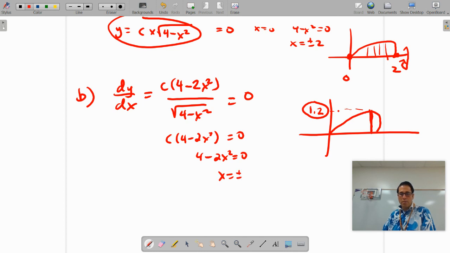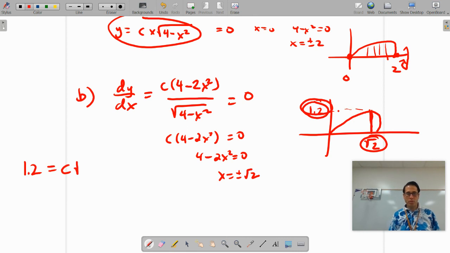x equals plus or minus the square root of 2. So that means this x value is the square root of 2. Okay. All right. And I have to find c. Okay, so I use the derivative. I haven't used this original. Oh, you guys, it's just y is 1.2, right, equals c.